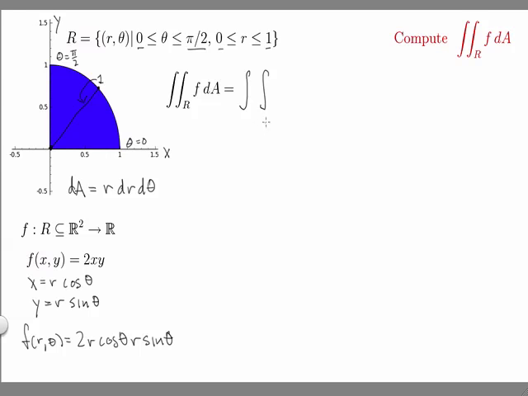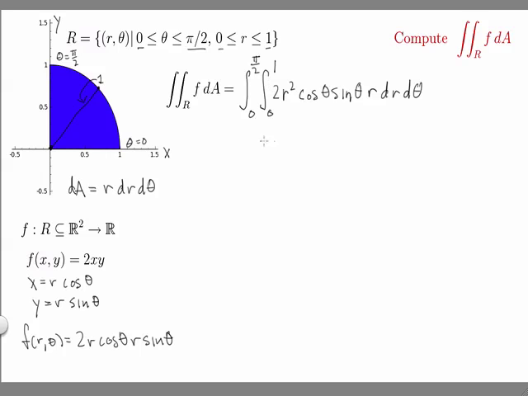So we're going to write this as an iterated integral, and the function I have is 2r squared cosine theta sine theta times r dr d theta. And our bounds, we're doing our r bounds first, from 0 to 1, and then our theta bounds, which were from 0 to pi over 2. And so here we go.